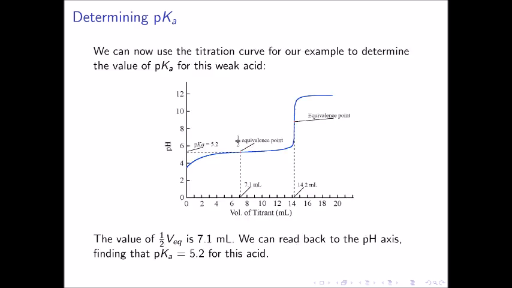Let's return to our titration curve. Recall that the equivalence point volume was found to be 14.2 milliliters. This means that 1/2 VEQ is 7.1 milliliters. If we read up to the pH curve and then read back to the pH axis, we find that at that volume, the pH of the solution is about 5.2. This means that the pKa value for this acid is approximately 5.2.